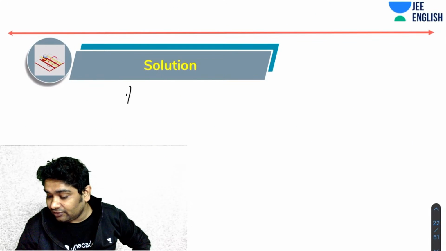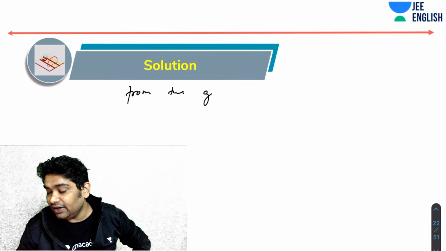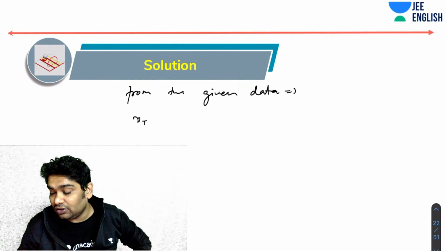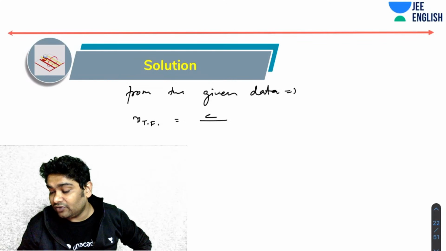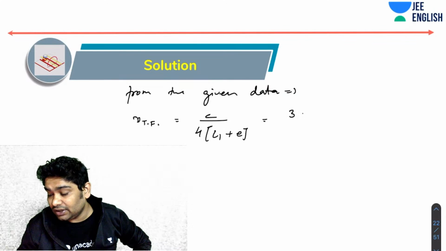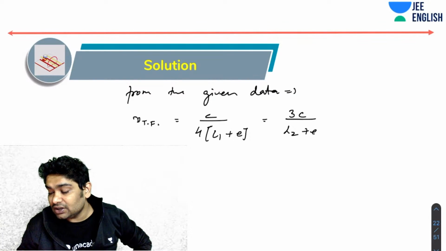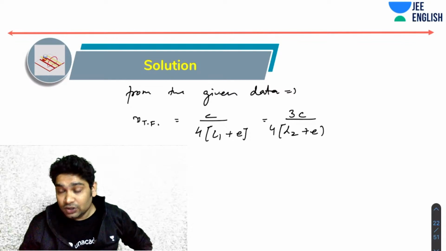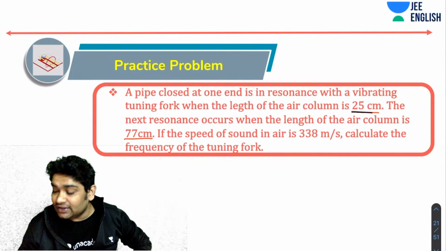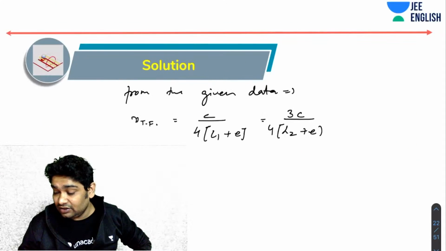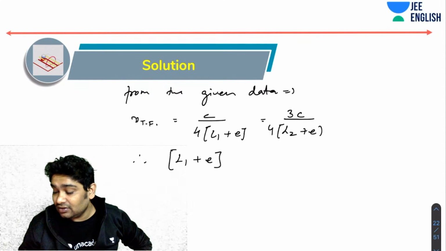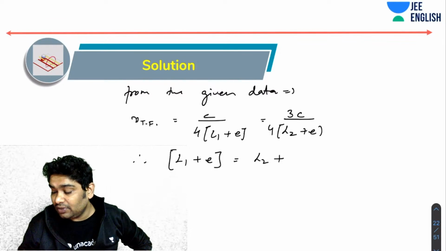So from the given data, what we can realize is that nu of tuning fork is equal to C over 4 times (L1 plus E), which is also equal to 3C over 4 times (L2 plus E), correct? Now I've been told L1 is 25 and L2 is 77, correct? So therefore, L1 plus E must be equal to (L2 plus E) by 3.